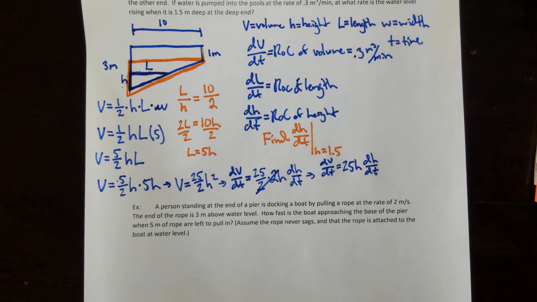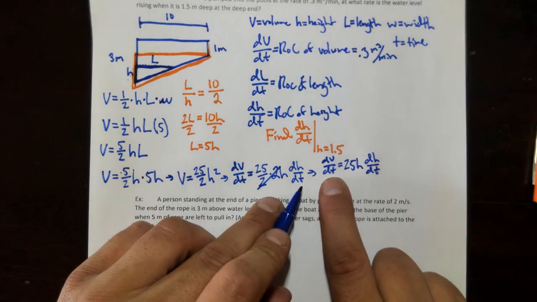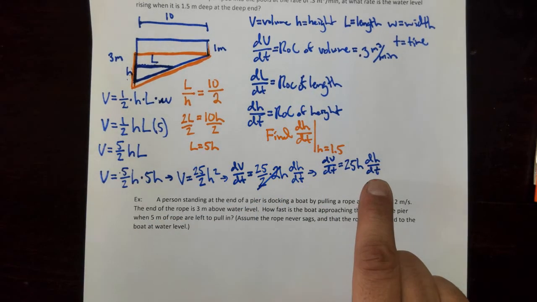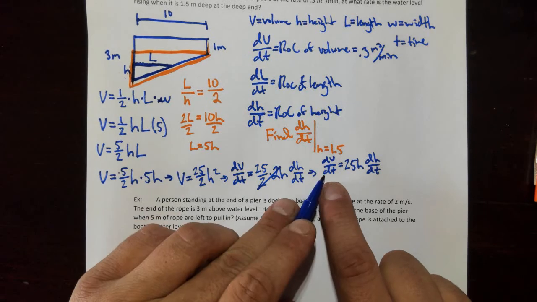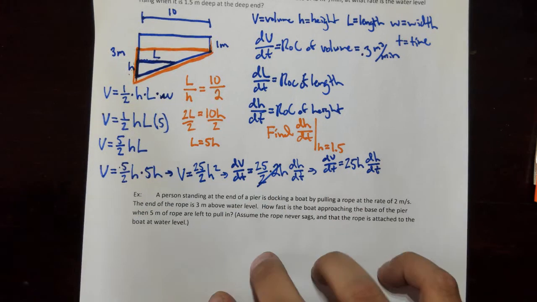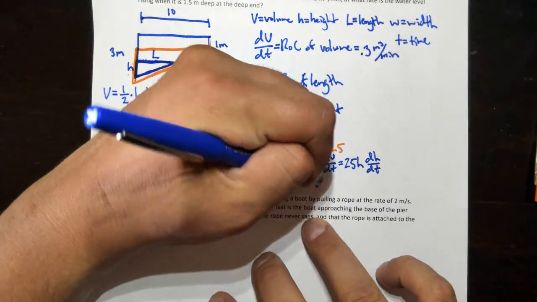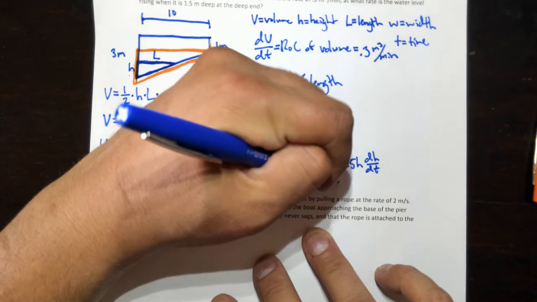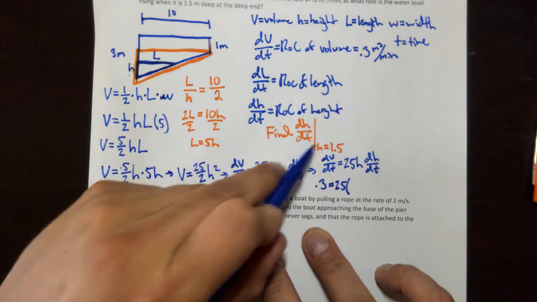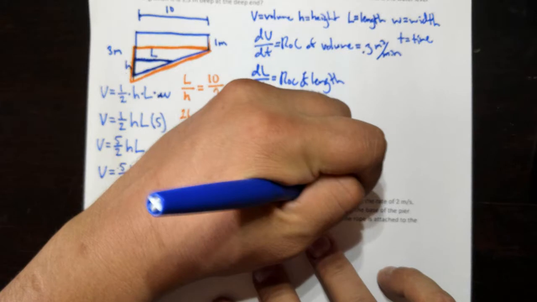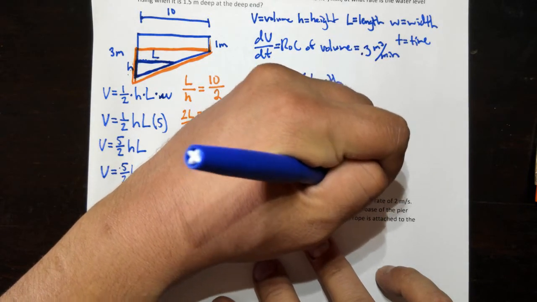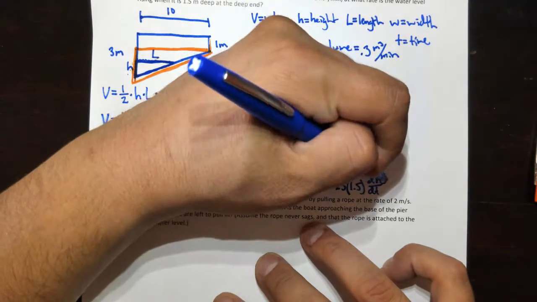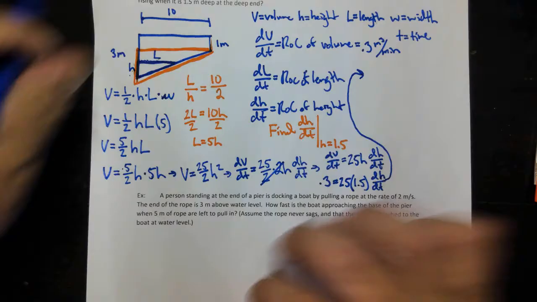So let's plug in our values now. We're looking for dh dt, and we're given dV dt. So let's plug it in. 0.3 is our dV dt. So 0.3 equals 25 times h, which is the 1.5, times dh dt. Okay, wow, I'm running out of room here. I'm going to go back up here.